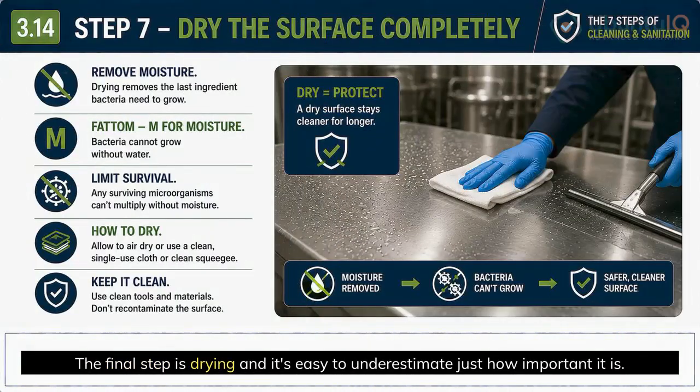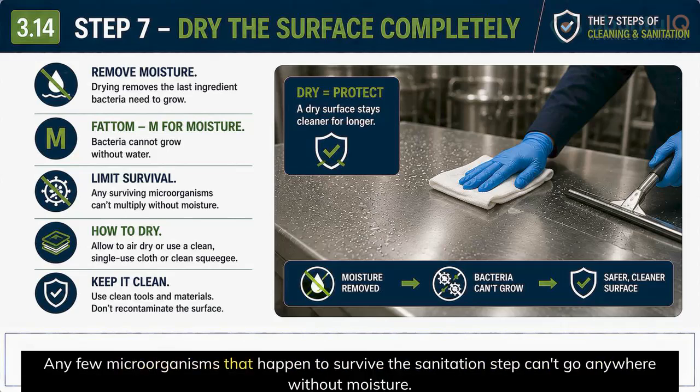The final step is drying, and it's easy to underestimate just how important it is. Cast your mind back to the FATM conditions for bacterial growth from Module 2. One of those letters is M for moisture. Bacteria cannot grow without water. By ensuring the surface is completely dry after sanitation, we're removing the last ingredient bacteria need to survive and multiply. Any few microorganisms that happen to survive the sanitation step can't go anywhere without moisture.